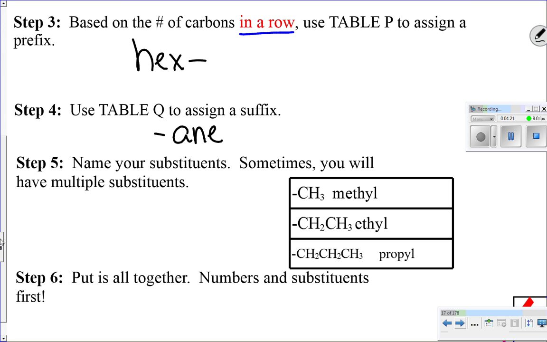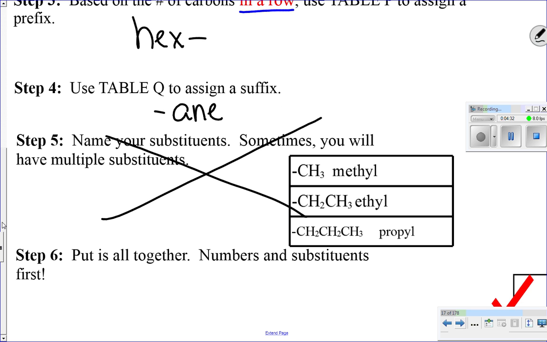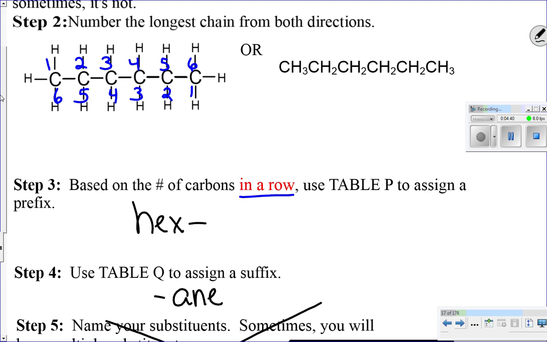Sometimes we have something called substituents. And I did give you a little table of these. We don't actually have any in this particular example. So for this example, you can cross that out. Now we're going to put it together. Our prefix is hex. Our suffix is ane. That molecule right there is hexane.